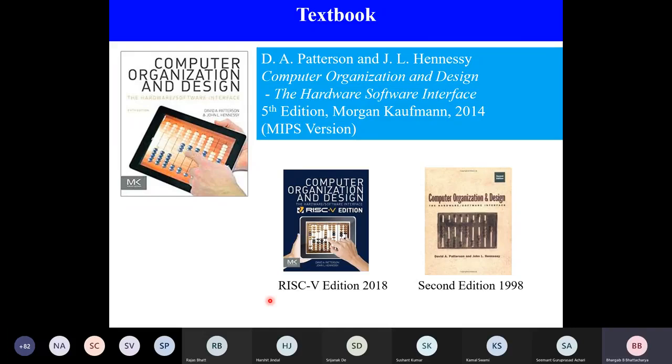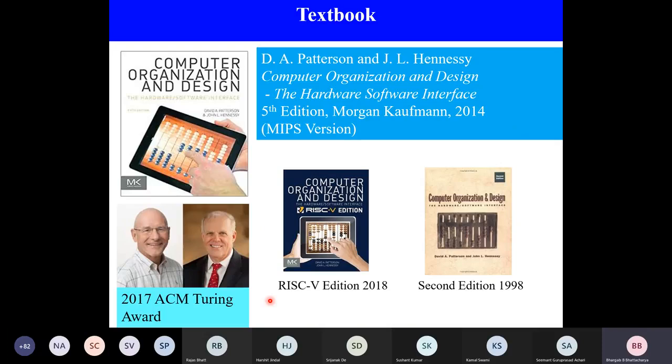Now, these two gentlemen, Professor Patterson and John Hennessy: Patterson happens to be a professor at UC Berkeley, and John Hennessy happens to be the president of Stanford University. Because of their outstanding contribution to the MIPS architecture, they have been conferred the 2017 ACM Turing Award. You must have heard of this ACM Turing Award. This is considered the Nobel Prize in Computer Science. They were instrumental in introducing what is called the RISC architecture, RISC. Are you familiar with this term, RISC?